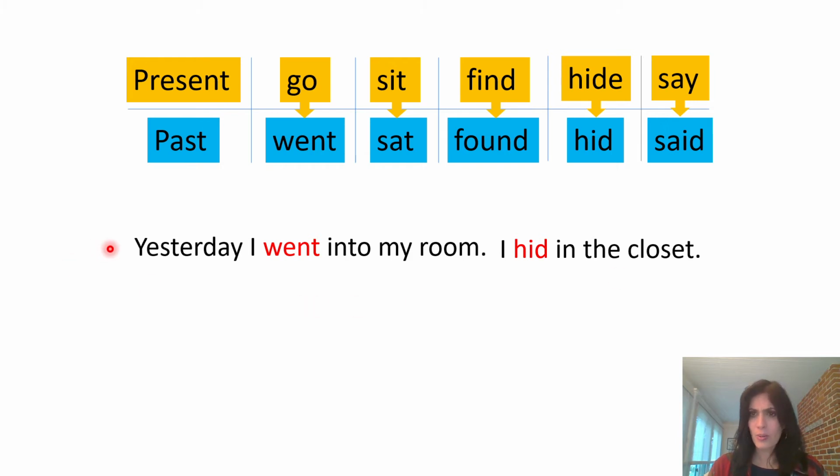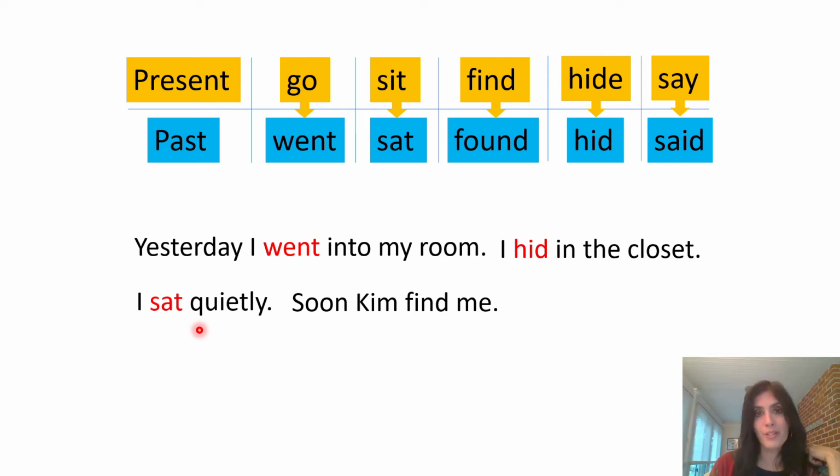Let's take a look at the story so far. Yesterday, I went into my room. I hid in my closet. Yes, everything is happening in the past. Now it reads, I sit quietly. Well, remember, our story is happening yesterday. This word sit is our verb, but that's not happening right now. Let me take a look at our chart. Sit changes to sat. So let me change this sentence. I sat quietly. It's still happening in the past.